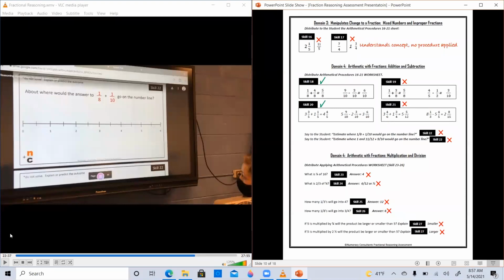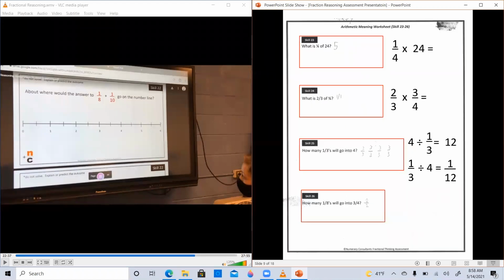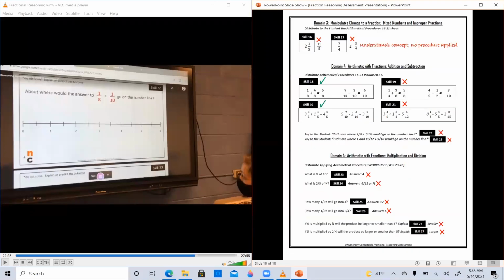So now we're going to go through and finish up the rest of the assessment. We're going to see what skill 22 looks like, and this has to do with adding fractions. And then we'll go back to, I'll just stay on this sheet right here.